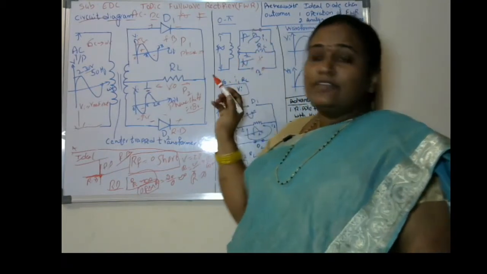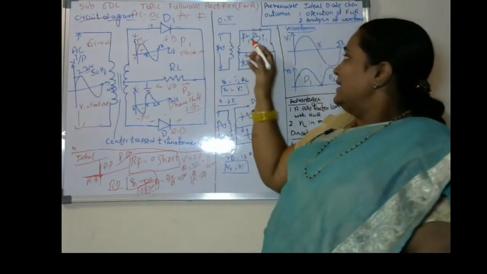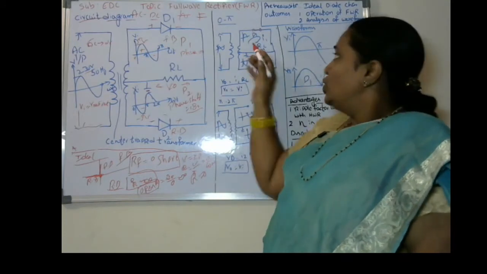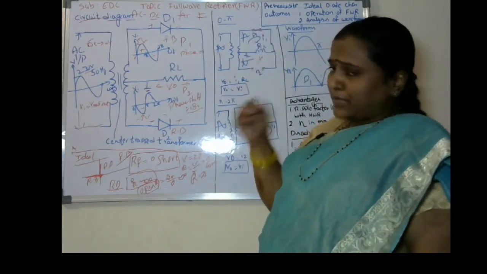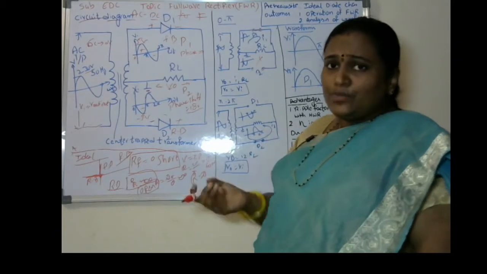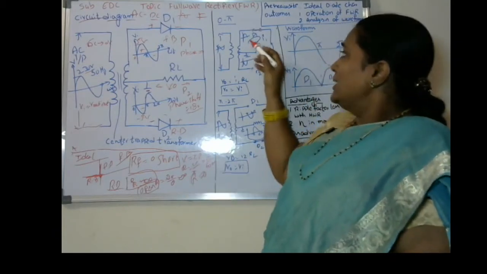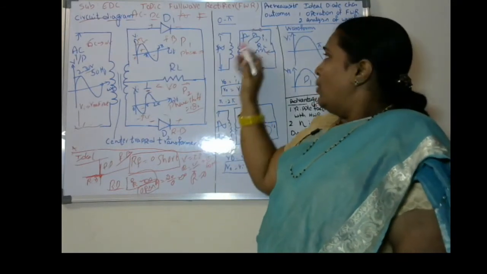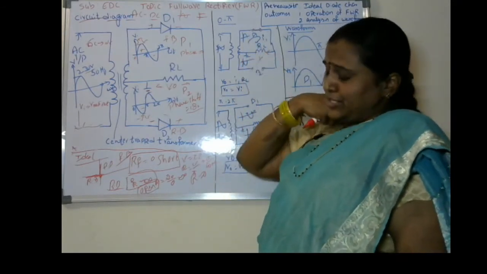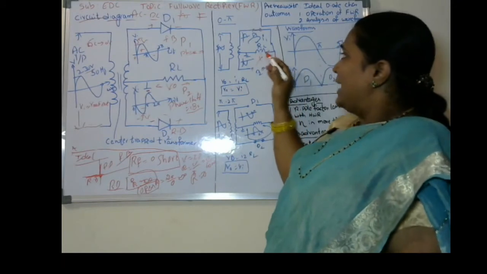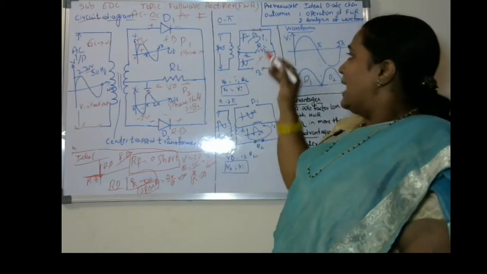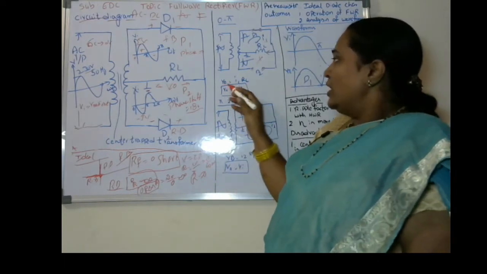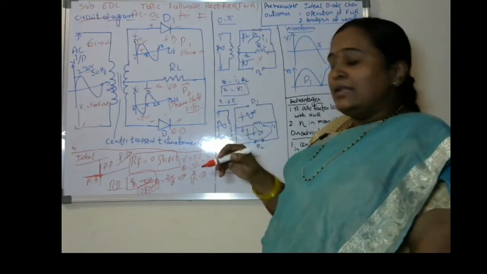If you observe the part 1 case, I am assuming the current as I1. Since the diode has been shorted, there is no drop across the diode. Since we are assuming it as an ideal diode, all the current enters into the RL. Whatever voltage is generated will be applied through the RL. Once it has been applied, the current exists. We are assuming it as I1. So V0 will be equal to I1 into RL.